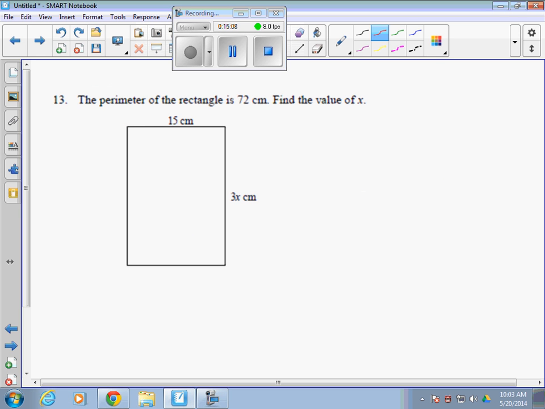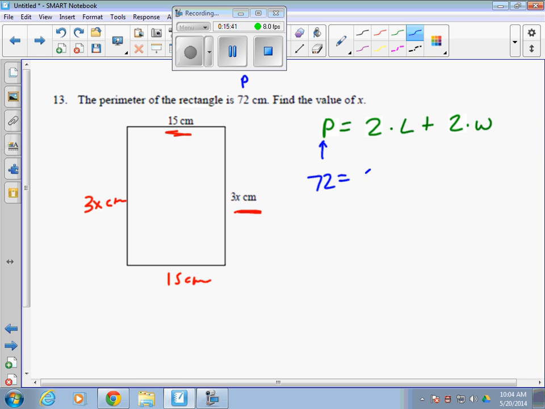Number 13 says the perimeter is 72 centimeters. Find the value of x. Well, we know that this value here is the same as here, and this value here is the same as here. So your formula for perimeter is 2 times whatever one of the lengths is plus 2 times whatever one of the widths is, or it's the distance all the way around. That being said, we have a value for our perimeter, 72. So in place of perimeter, we're going to plug in 72. We have a value we'll call 15 our length. This one here, we'll call that length, times 15. Plus 2 times our width will be 3x.